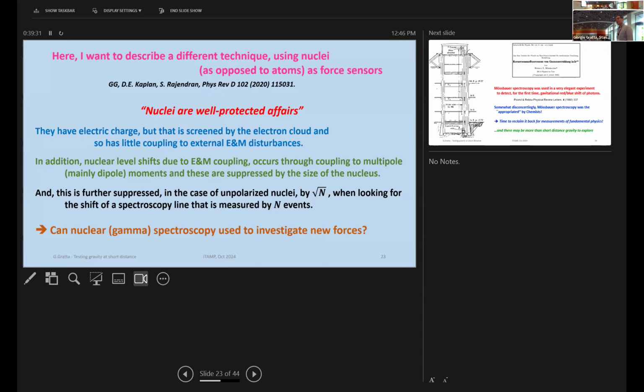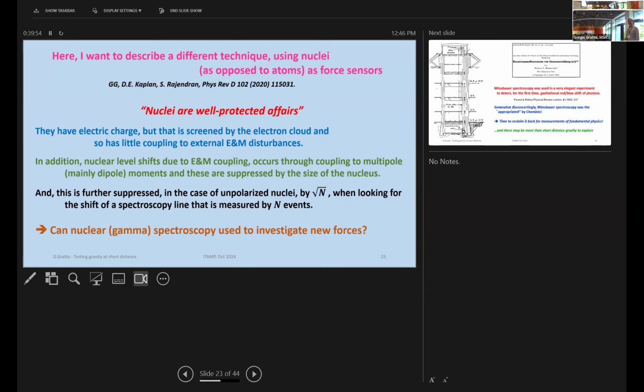So now in the remainder of the talk, I'm going to tell you a little bit about what you do when you're really worried that the electrostatic interactions will get in the way. The idea for this came around during the pandemic, by talking to Surjit Rajendra and David Kaplan at Hopkins.